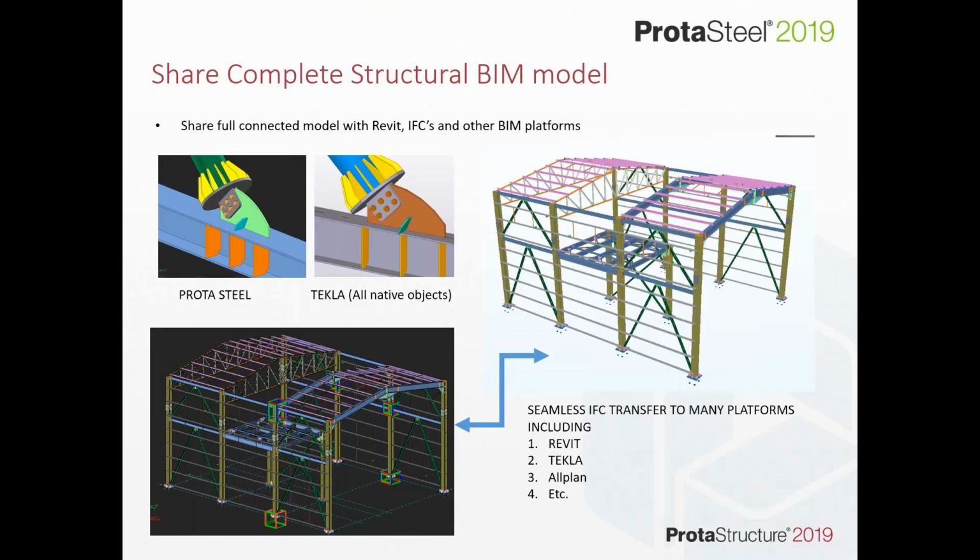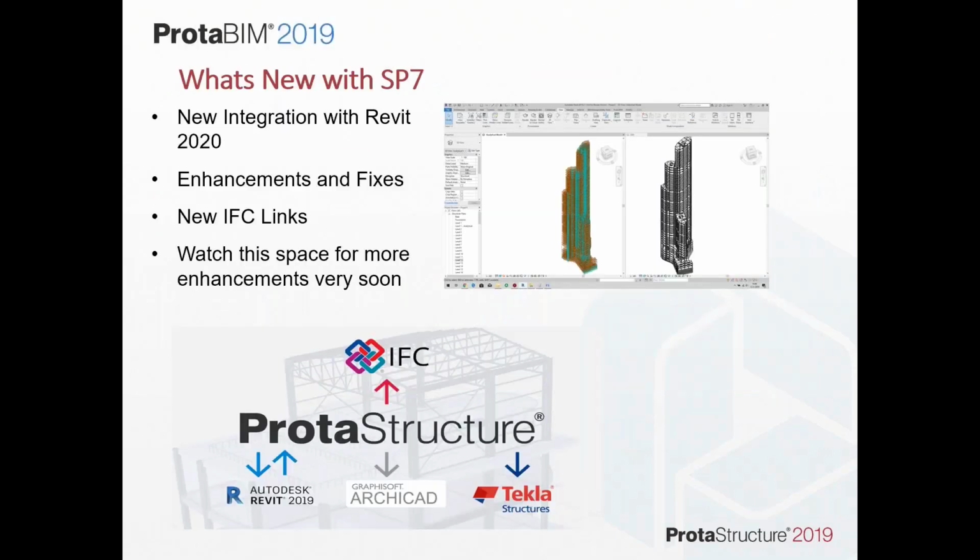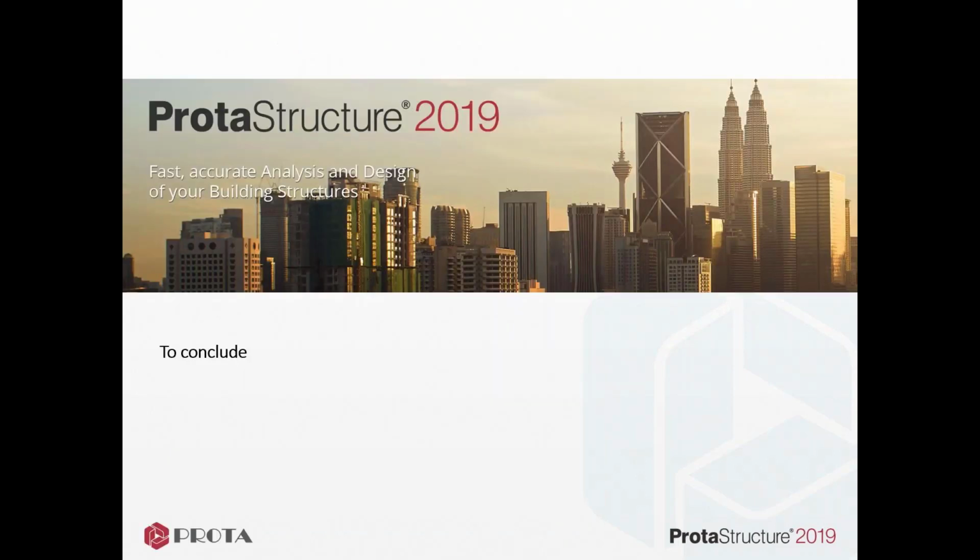Now, any of these models can be shared out. We have intelligent links from both ProtaSteel and ProtaStructure out to BIM links out to, say, Revit or Tekla or Allplan. All the details that you see can be seamlessly linked out to those platforms. We've also enhanced our ProtaBIM platform, so it now has new integration with Revit 2020, and there's enhancements and fixes associated with that. We've also introduced new IFC links. We're working very hard on this, so you're going to see more and more capability with IFCs as we go.